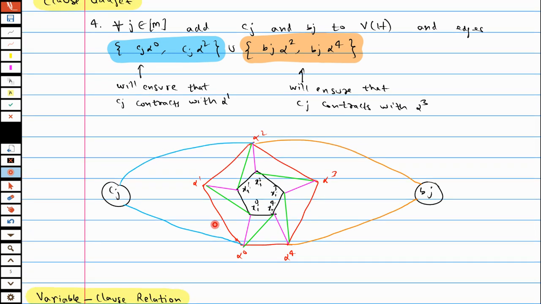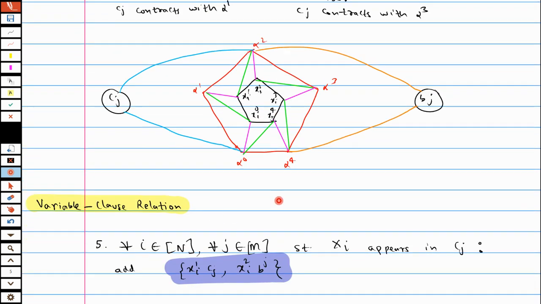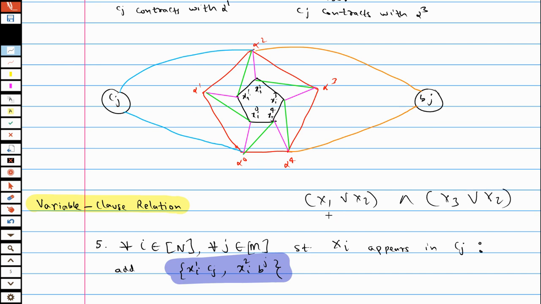the relation between variables and clauses. So what we do is, let's say we have the clauses x1 or x2, and x3 or x2. So here this is the first clause and this is the second clause. So for each variable, let's say the ith variable that is there in the jth clause, let's say xi is there in cj, right?